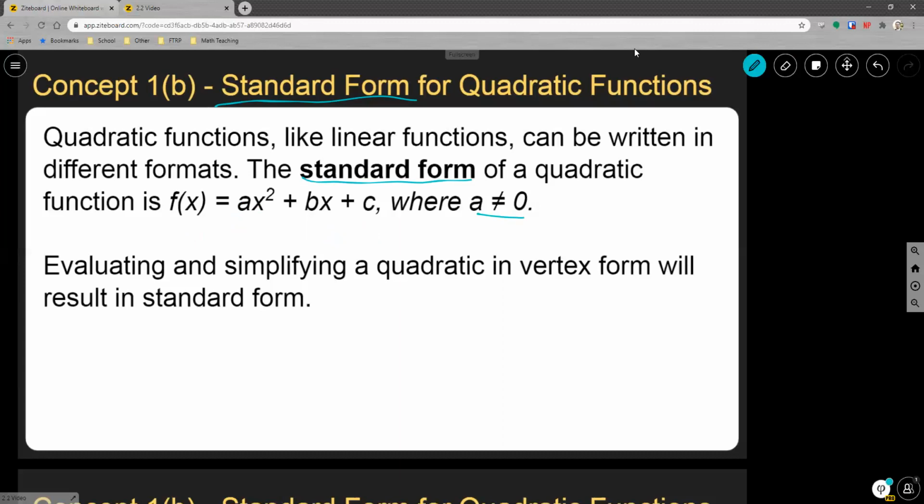And if we evaluate and simplify a quadratic in vertex form, it will result in standard form. So if I have something that starts off in vertex form, I can always evaluate, combine like terms, and simplify, and it will end up as standard form, which is nice. Depending on what kind of information I want to get, I can convert from one form to another. And maybe that enhances the picture of what I know already.